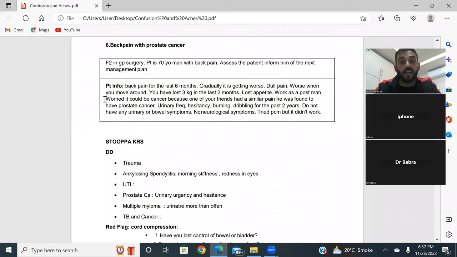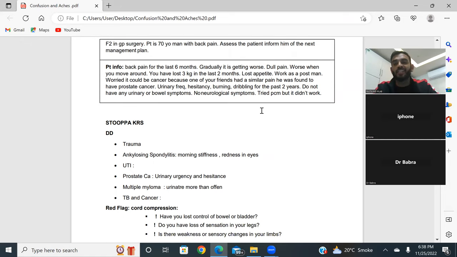Gradually getting worse, the pain is dull, worse when moving around, lifting kilos of weight and all that. You will be asking all these questions: urine frequency, hesitancy, dribbling, and urgency. We will be doing these urinary questions as well, how is the flow and all these questions. But here we need to ask this question as well. Okay, why? Because we will be asking about ankylosing spondylitis, because this is as well a chronic condition.